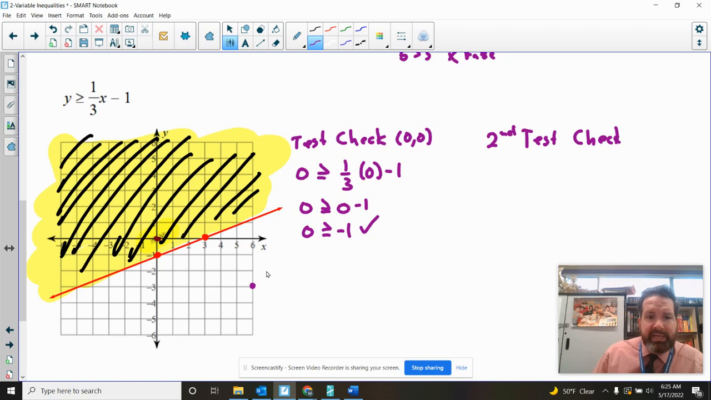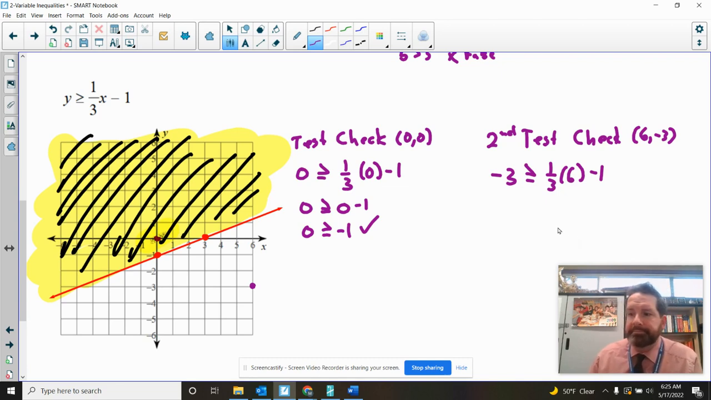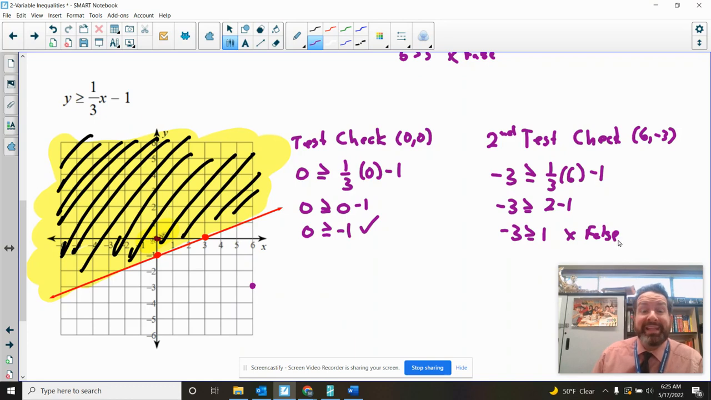So I'm checking to see, all right, -3 for the y. My ordered pair here was 6, -3. -3 for the y. Is that greater than or equal to 1/3 times 6 minus 1? Well, 1/3 of 6 is 2. 2 minus 1 is 1. Is -3 greater than or equal to 1? Nope, that's false. But that's good. That's what I wanted. I didn't want this point down here to work because this is the unshaded region.